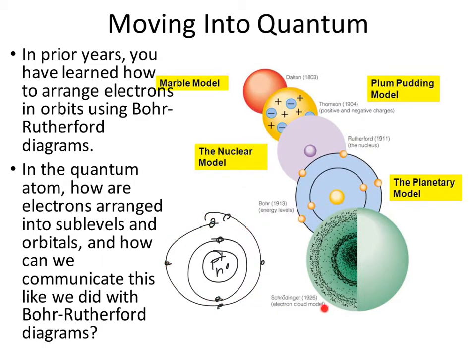So we moved into this electron cloud model, or the quantum model, where there's more of a probability of finding an electron here. Now not only do we have these orbits, but we know that they exist in these orbitals of high probability. So the question is, how do we actually put these electrons into this arrangement, and how do we really communicate this the way that we communicated what we previously knew using Bohr-Rutherford diagrams?